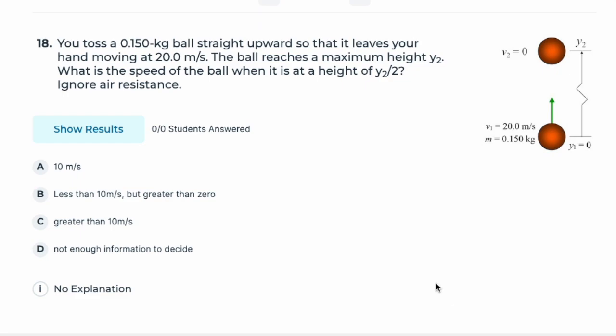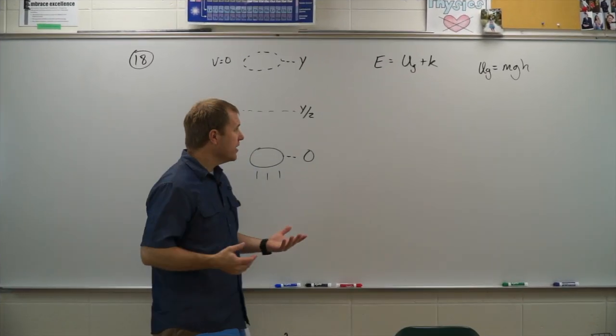18, you toss a 0.15 kilogram ball straight upward so it leaves your hand moving at 20 meters per second. The ball reaches a maximum height of y2. What is the speed of the ball when it is at a height of y2 over 2? So at half that height, you can ignore air resistance. All right, let's take a look at this one.